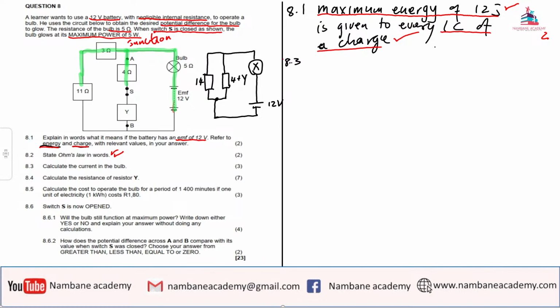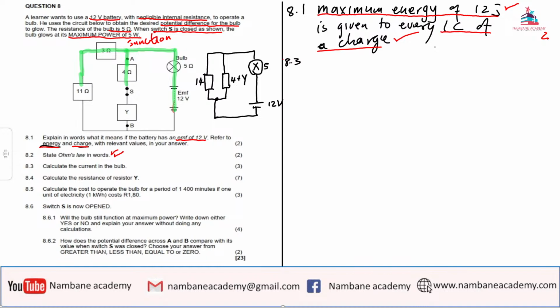Does it look like something that we can work with? Definitely. It basically says I have 14 and 4 plus Y, which are just parallel to each other. So that critical thinking is what I want us to have and share.